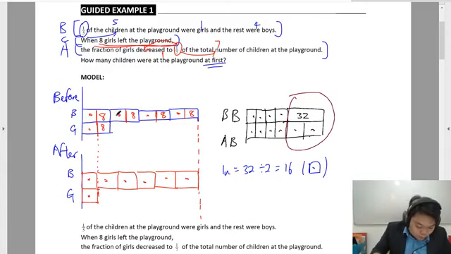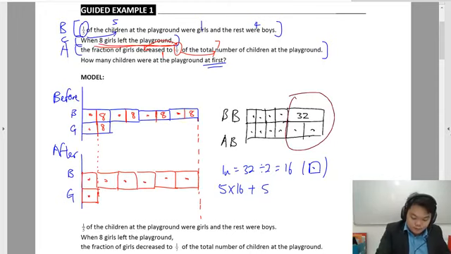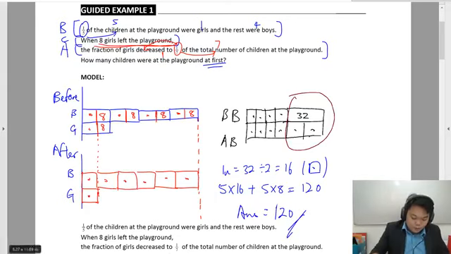Okay, so to find out the total number of children in the playground at first, we see that there's 1, 2, 3, 4, 5 blocks of 16 and 5 copies of 8. So this will give us 80 plus 40, a total of 120. Therefore, the answer here is 120.